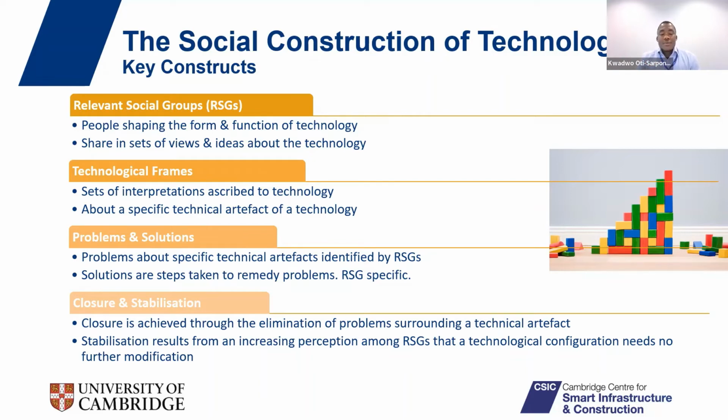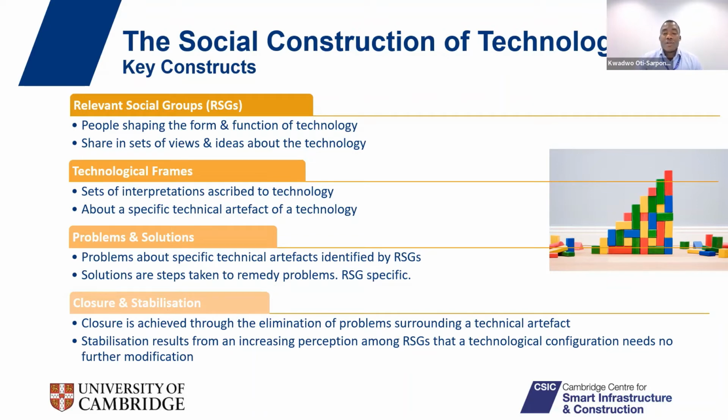Closure and stabilization are linked to the gradual process by which a technology or technological network becomes stabilized, or gradually becomes firmed up. So closure is achieved through the elimination of problems surrounding a technical artifact, and stabilization emerges from an increasing perception among relevant social groups that a technological configuration needs no further modification.